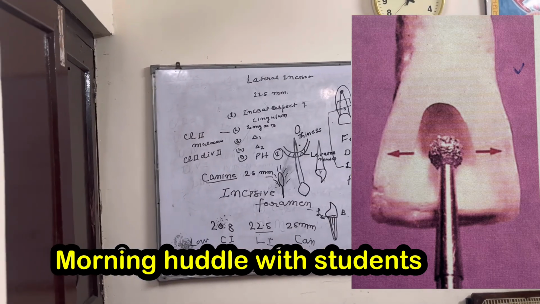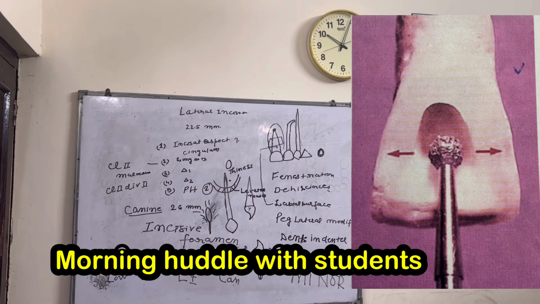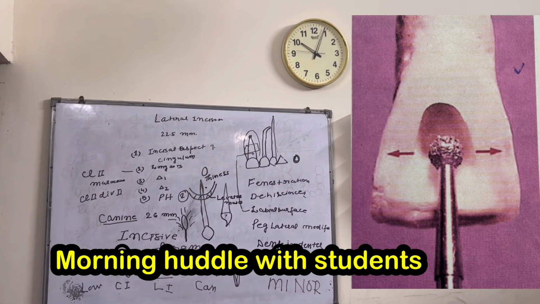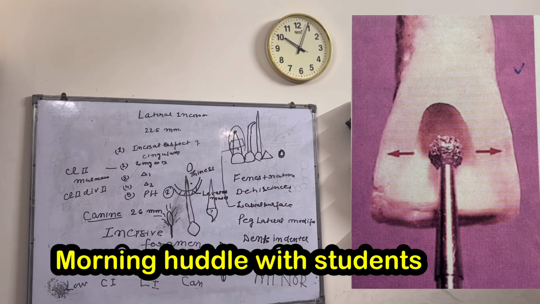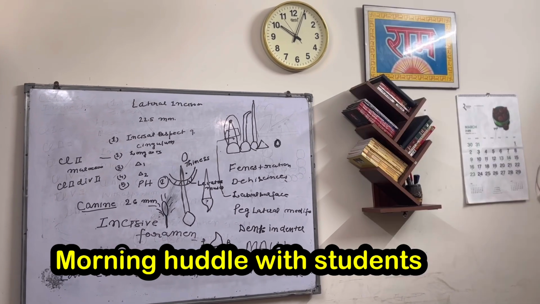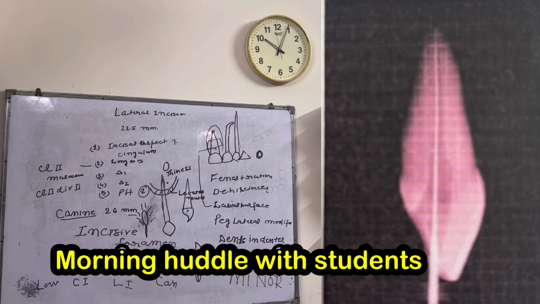The central incisor has 3 pulp horns, that is why the resultant access cavity is triangular, and the lateral has 2 pulp horns, the resultant access cavity is oval, whereas in the canine it is plane shaped.